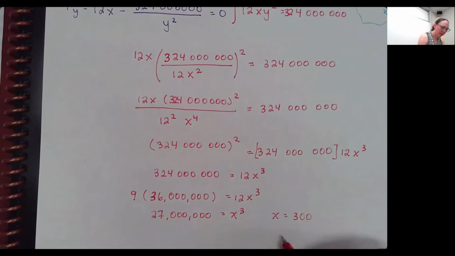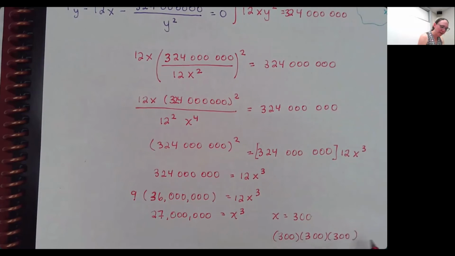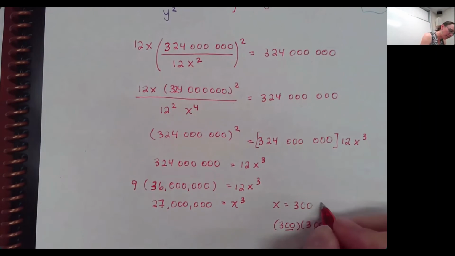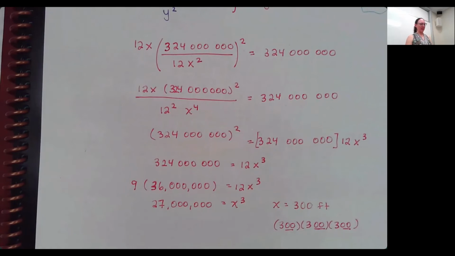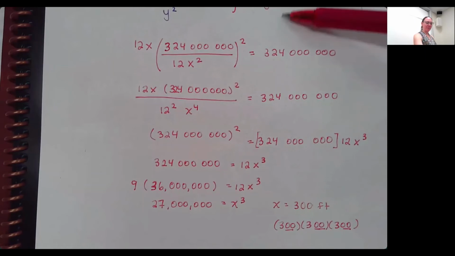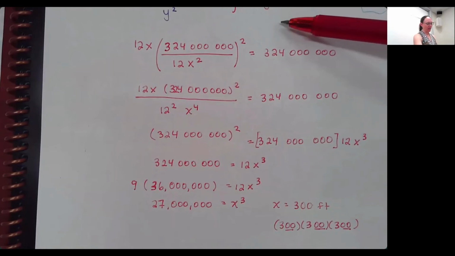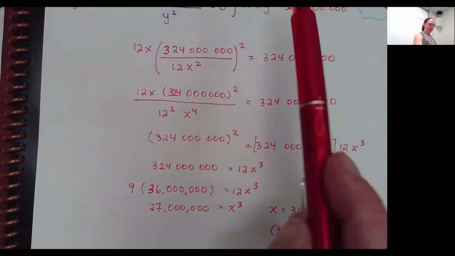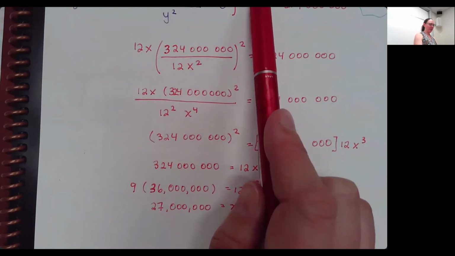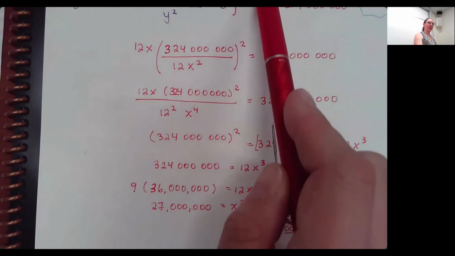Because if I did 300 times another 300 times another 300, I've got 6 zeros and 3 cubed is 27. So 300 feet. Sweet. I'm not done with this problem. All we did was the algebra to come up with the X value at the critical point. Now I have to take that and plug it into one of my two equations here from my partial derivatives. Doesn't matter which one, but I need to plug it back in and get the Y value. And I'm going to go with the top one since the Y is not squared.